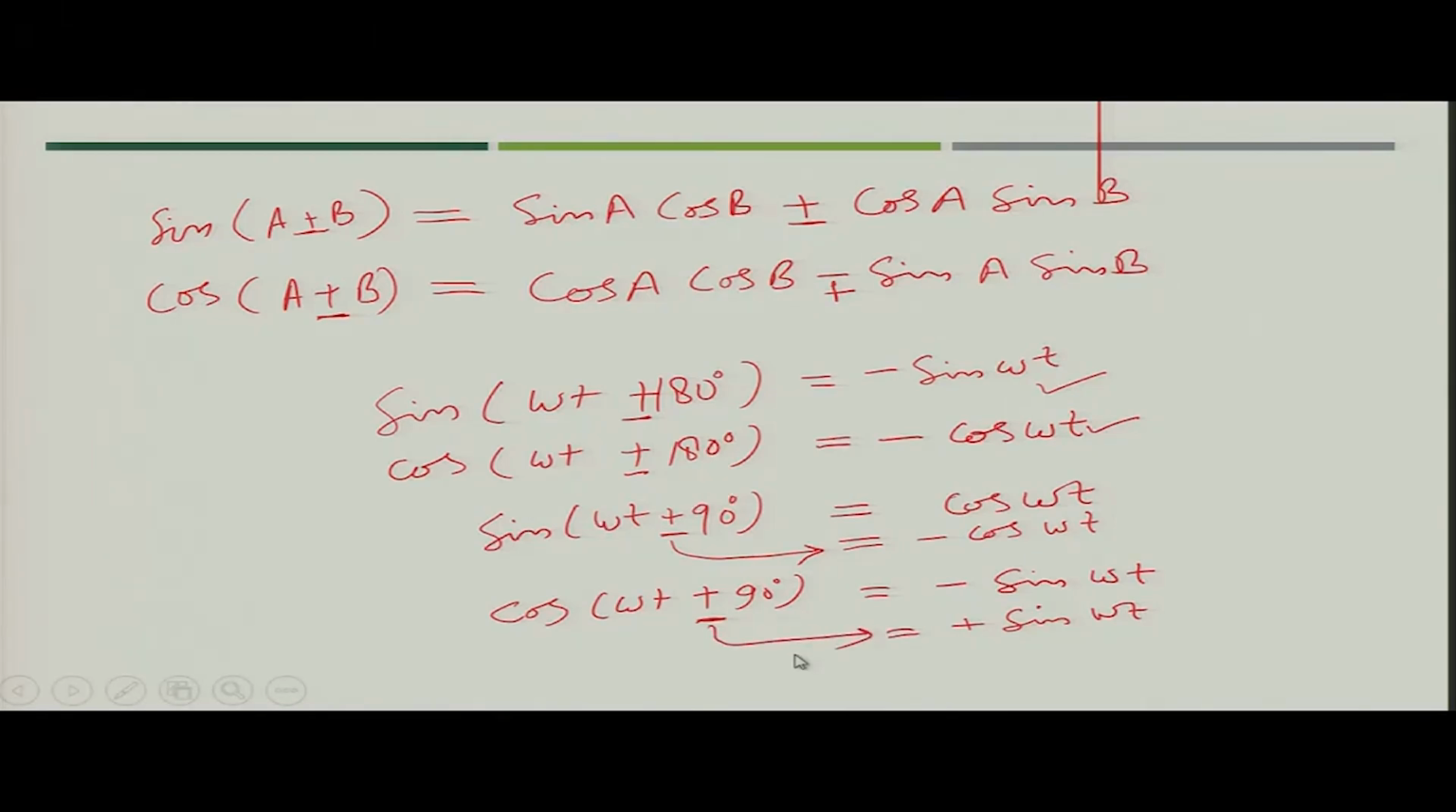You can verify these values by putting values in the original formula. You can replace A with omega t and B with 180 degrees or 90 degrees, whatever the case would be, and you will find these expressions. These are very important because you will keep on using them when you try to find the value of sinusoids, like if you want to change a sinusoid from sine to cosine, or if you want to find the value of phasors, which we will discuss in the next few slides.